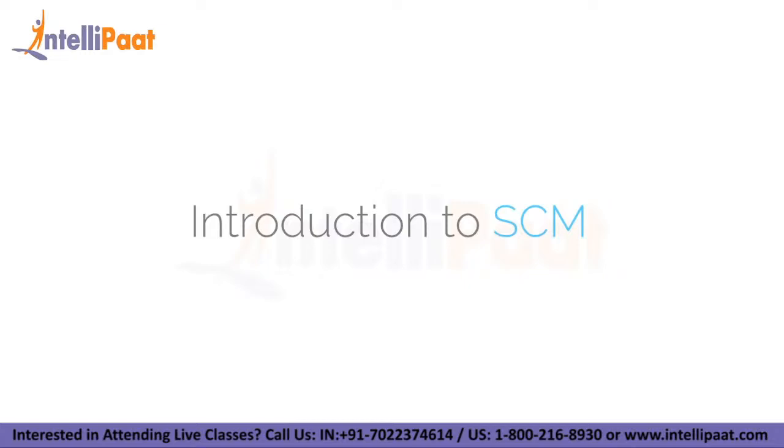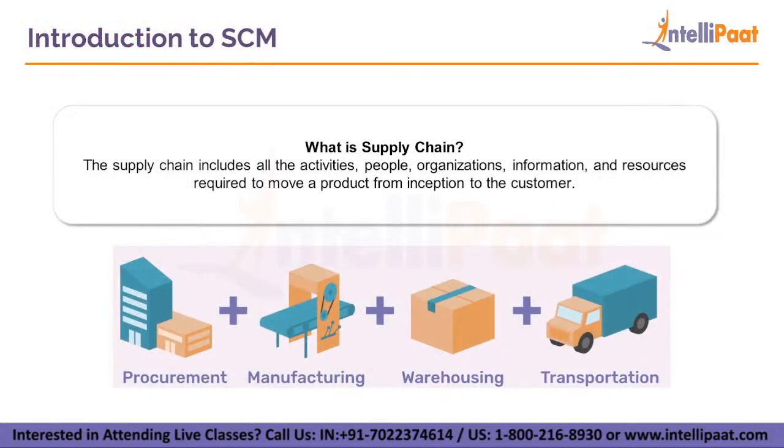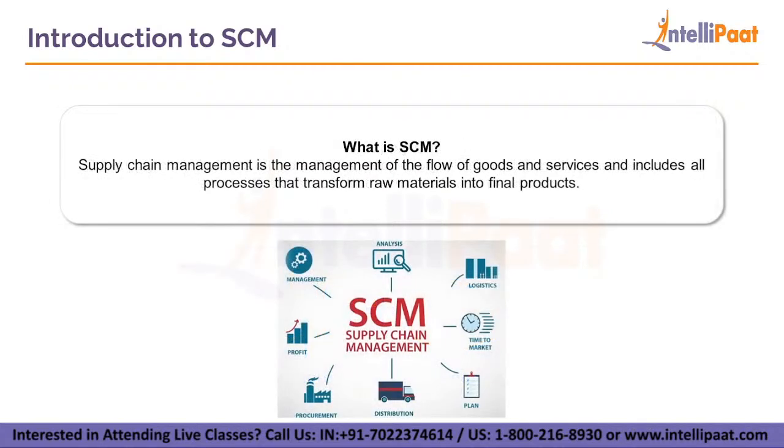So before moving on to supply chain management, let's take a look at what exactly is supply chain. The supply chain includes all the activities, people, organizations, information, and resources required to move a product from inception to the customer. This will include the procurement, the manufacturing, the warehousing, and the transportation. Now that we know what exactly is supply chain, let's talk about supply chain management.